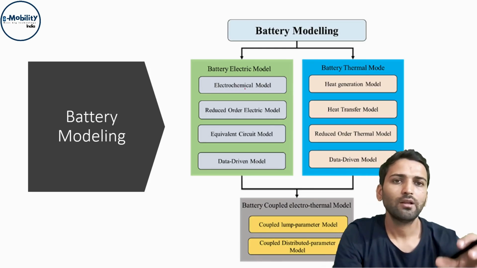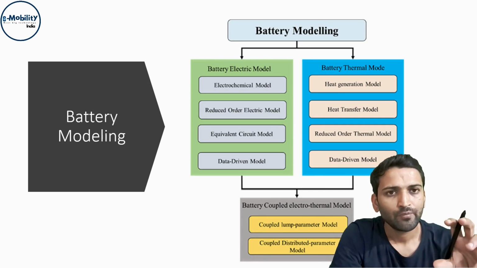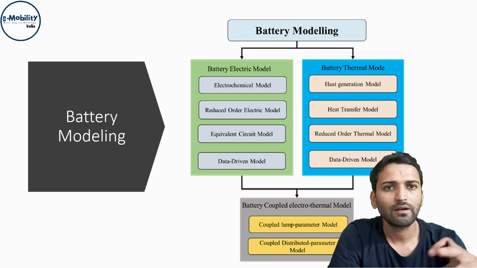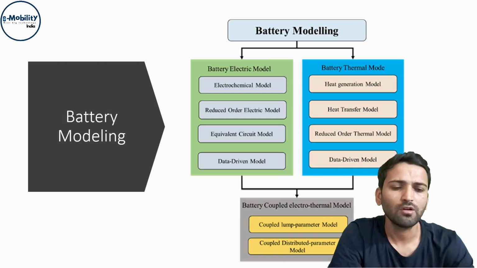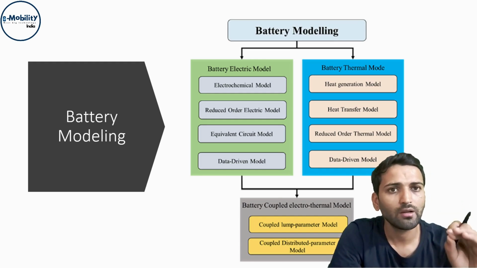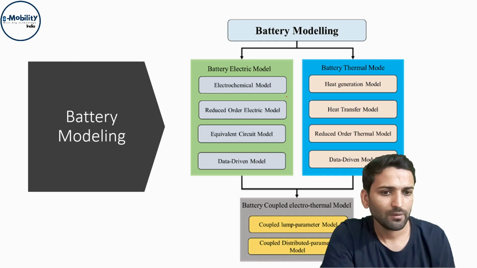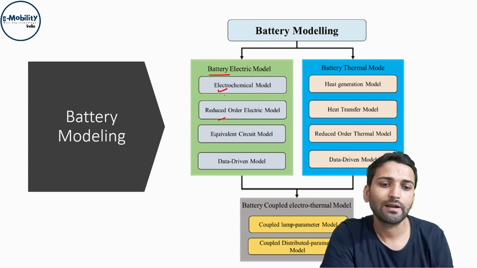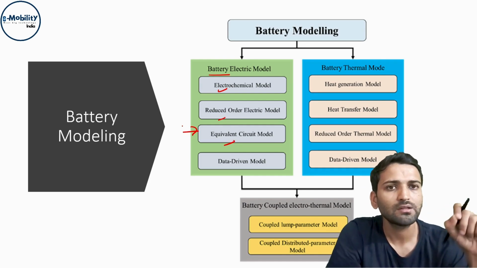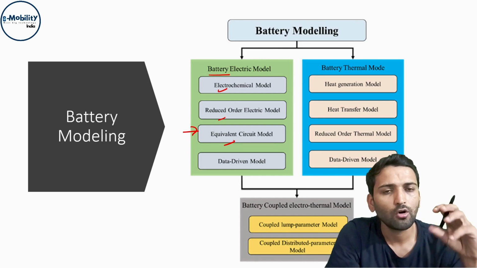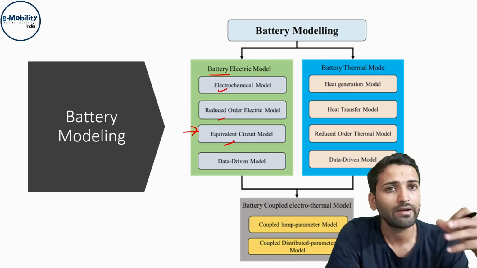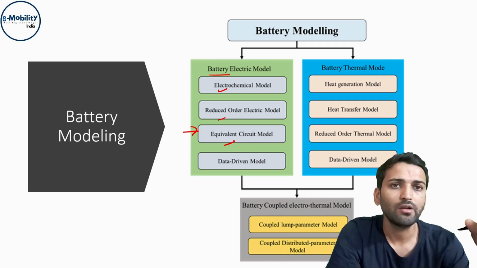Battery modeling is a method of modeling a battery using some electrical components or electrochemical components. The main purpose of modeling is to predict what the battery is going through. Battery modeling can be done in various ways, like electrochemical model, reduced order electric model, equivalent circuit model. This is important because this is the simplest method by which we can mimic how a battery behaves in different situations.